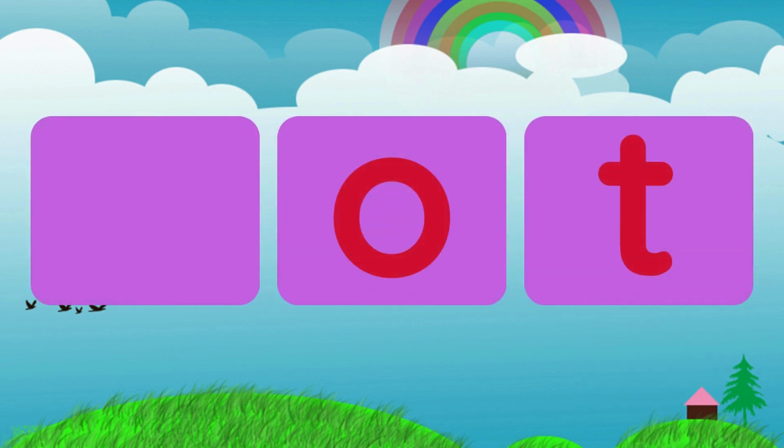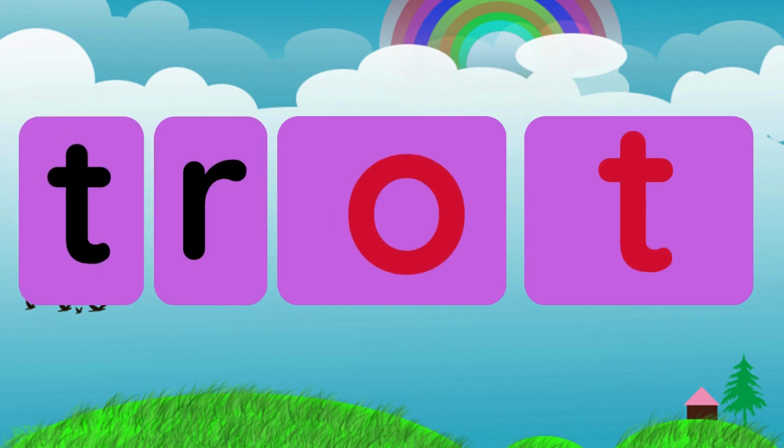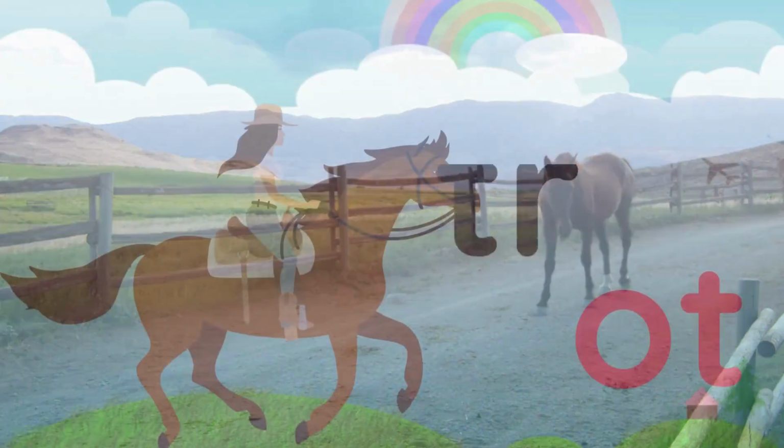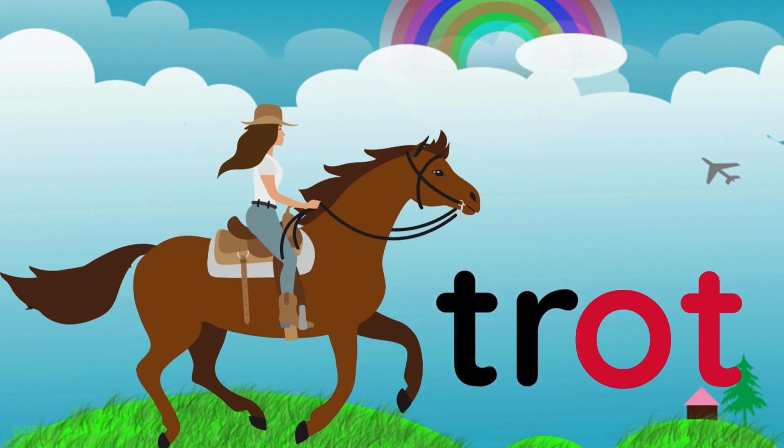Let's see which is the next "ot" word. T-R-O-T, trot. T-R-O-T is trot. The horse likes to trot around the field. Repeat after me, T-R-O-T, trot.